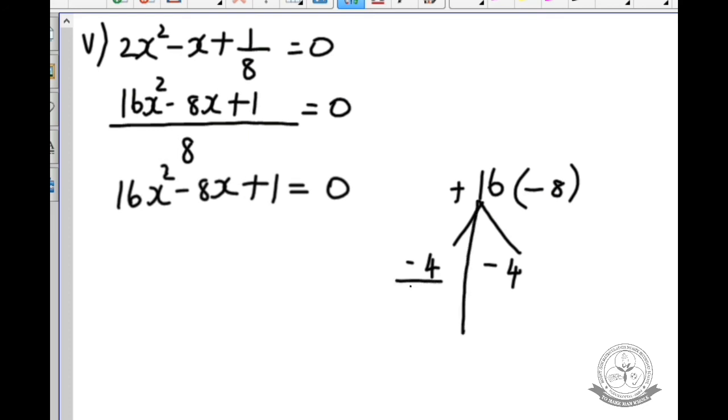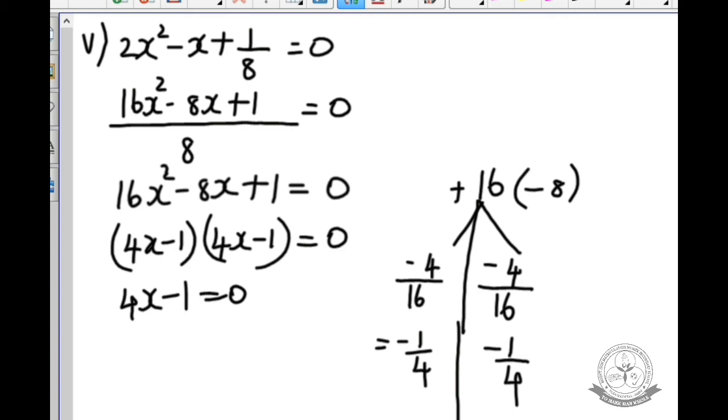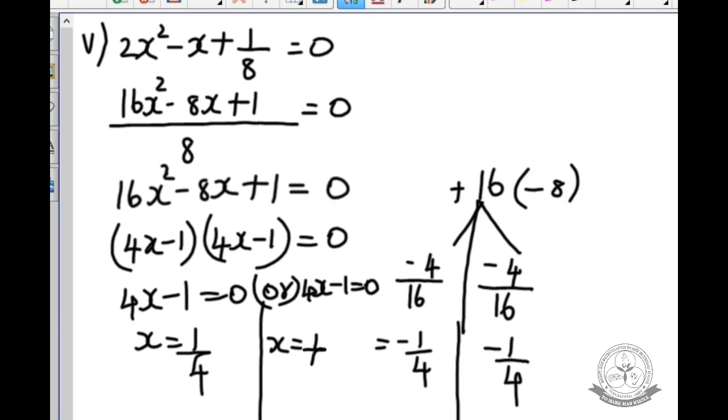Now the coefficient of x squared is 16, so divide it by 16. That is equal to minus 1 by 4. This side minus 1 by 4, so multiplying with the denominator, x: 4x minus 1. On this side, another factor is also 4x minus 1 equal to 0. So product 0 means 4x minus 1 equal to 0, or again the same term 4x minus 1 equal to 0. So x equal to 1 by 4. Here also x equal to 1 by 4.